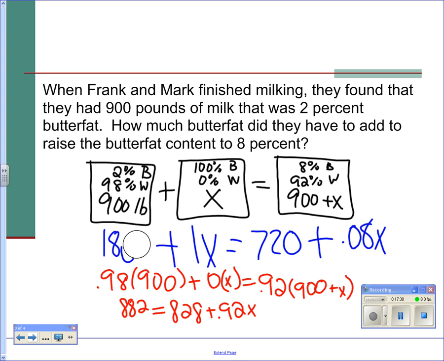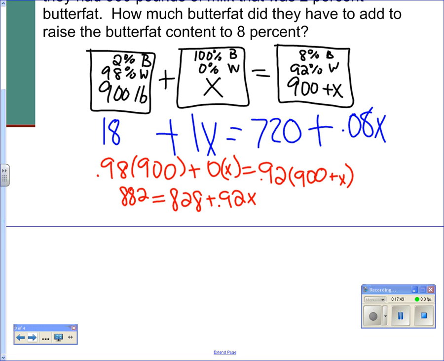Did anyone get this blue equation? Anybody get the blue equation? I tried to do this with mental math. Anyone else use the blue equation? Okay, looking at the red equation. Did anyone set it up like this? Yeah, that's okay. How many got it correct using the red equation?